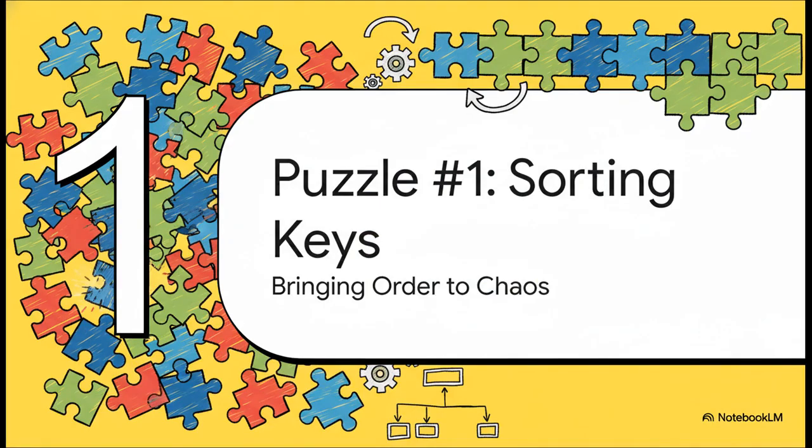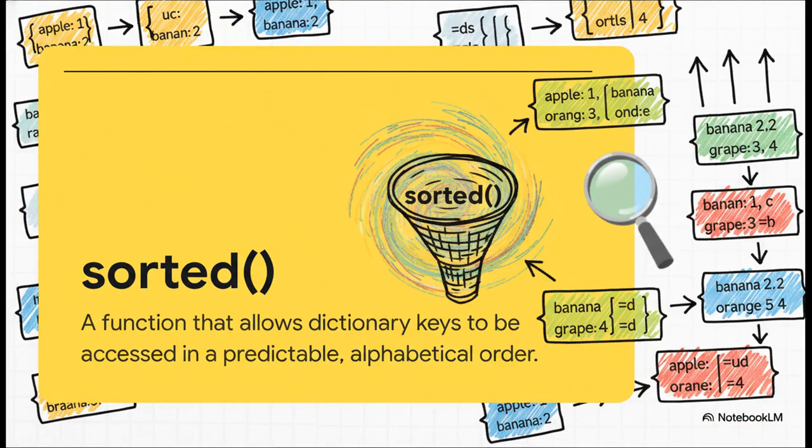All right, let's tackle our first puzzle, bringing some order to the chaos. I mean, we've all been there. You loop through a dictionary expecting things to be in a certain sequence, but the output is, well, it's just all over the place. That's because, by default, Python dictionaries don't promise to keep their items in any particular order. And that can be a real headache when you need things to be predictable. So what's the elegant solution here? It's a fantastic little function, sorted. This is our key to temporarily whipping those dictionary keys into a perfect, predictable alphabetical order.